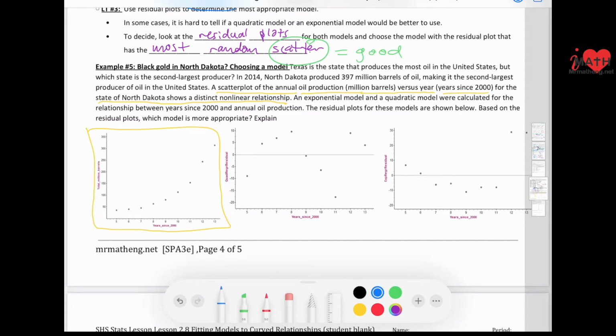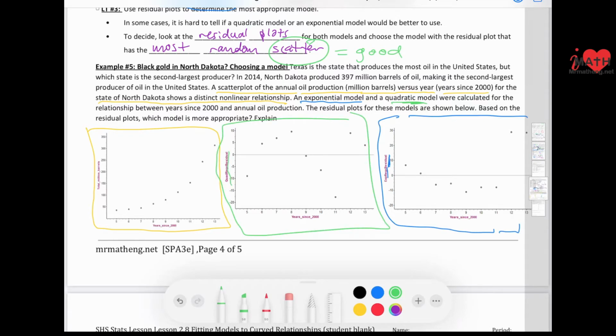Okay. An exponential model. How do we know it's exponential? It says there on the side. So this is my exponential. But you have to be careful. It says what? Residuals. So this is our residuals. Okay. And then a quadratic right here. How did I know this one was quadratic? Because it says quadratic residual. Okay, so I have 3 colors, yellow, green, and blue. And it tells you the residual plots for these models are shown below. Based on the residuals, which model is more appropriate?